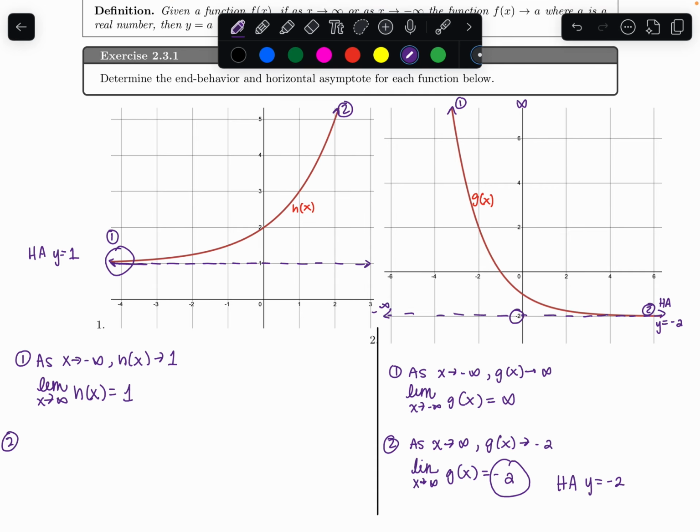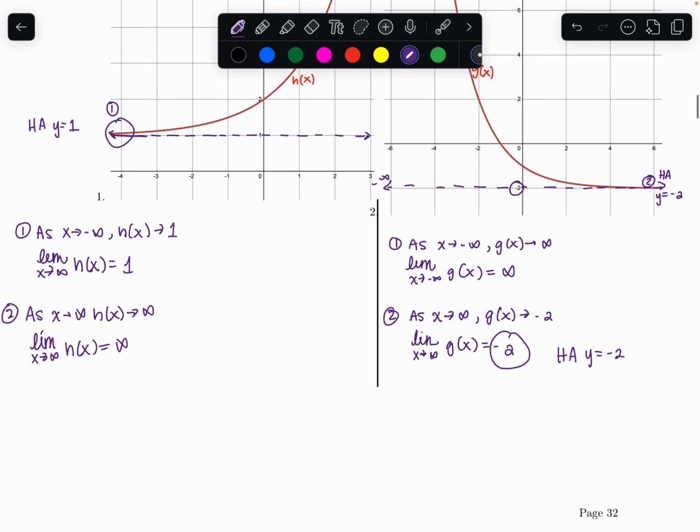Number 2, as x goes to positive infinity, since we're on the right side, my f of x, oh no, we called it h of x. See what happens when I change the name? Going up to infinity. No horizontal asymptote here, right? The limit as x goes to infinity of h of x is positive infinity.